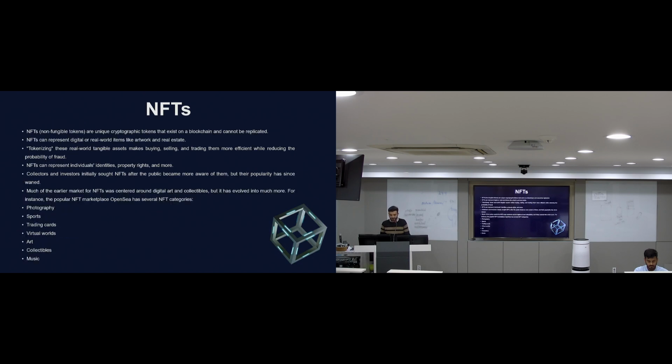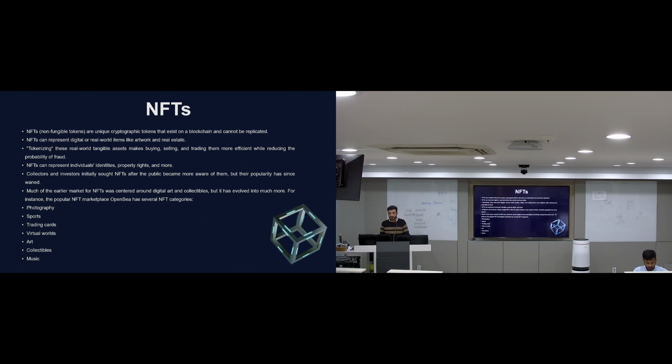And we have NFTs. NFTs, non-fungible tokens, are unique cryptographic tokens that exist on a blockchain and cannot be replicated. NFTs can represent digital or real-world items like artwork or real estate. Tokenizing these real-world tangible assets makes buying, selling, and trading them more efficient while reducing the probability of fraud. NFTs can represent individuals' identities, property rights, and more.